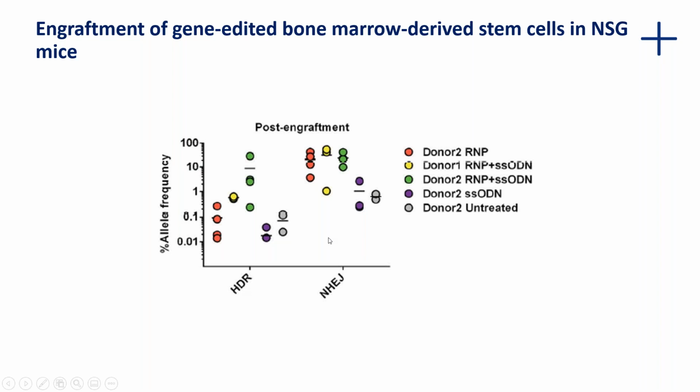But what you can see is that the red dots, which were basically your Cas9 and your guide RNA without the template, suddenly show good engraftment as well. That's the difference between the homologous and the non-homologous end joining section of this particular graph, which would make sense given that the second method doesn't need a template.